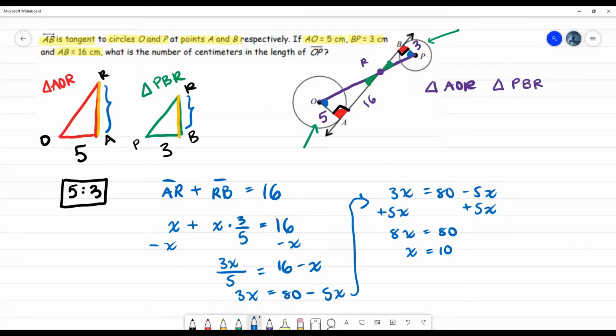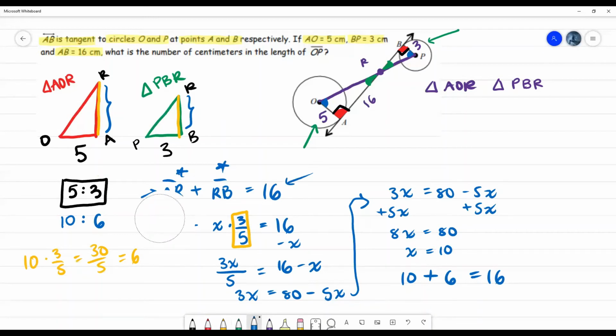So now that we know x is 10, x was originally AR. AR is also the height of triangle AOR, so it is just 10 because we solved the equation. Earlier I mentioned that in the ratio, 3 is 3/5 of 5. So we can use this fraction, multiply it by 10 to find the height of triangle PBR. 10 times 3/5 is 30 over 5, which is 6. So we now know the length of RB. We can even check that our algebraic equation is accurate by doing 10 plus 6, our two values, which equals 16. So we know that we've done our math correctly. Let me erase the work here.